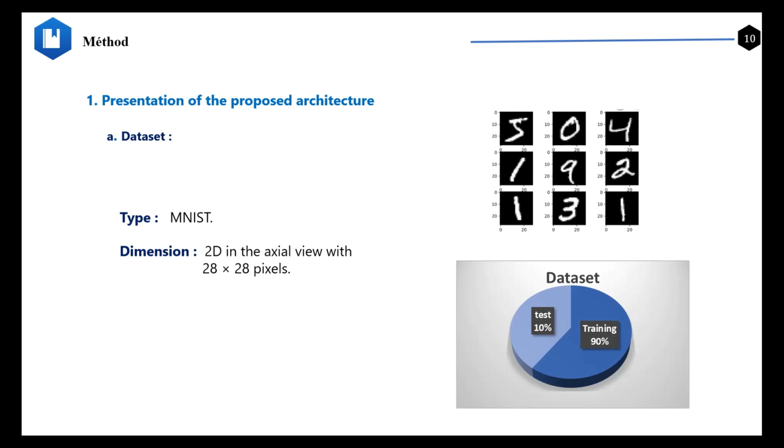For this work, we used the MNIST dataset. It is a large collection of handwritten digits. It has a training set of 60,000 examples and a test set of 10,000 examples.